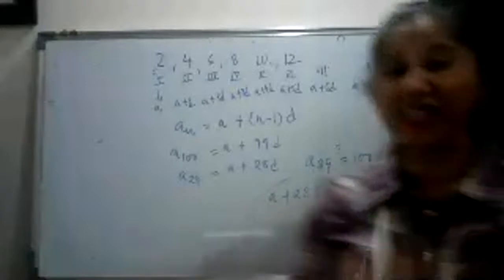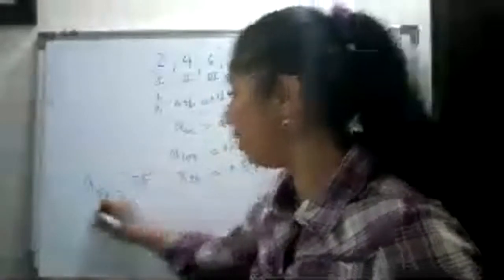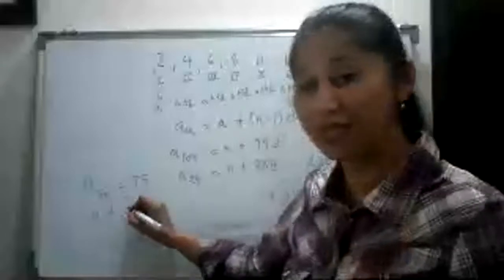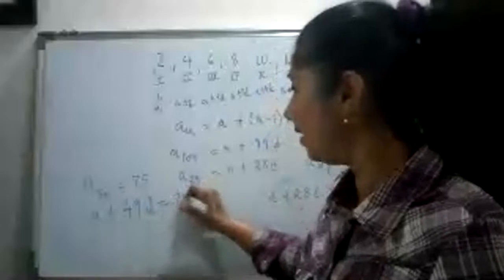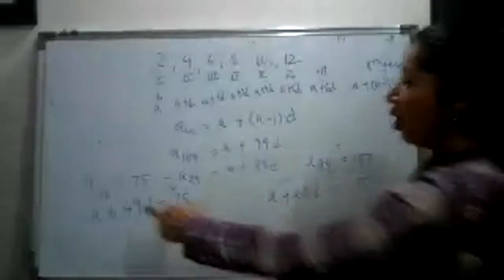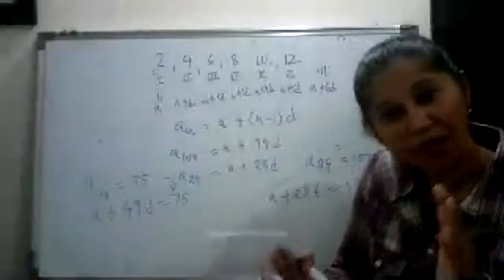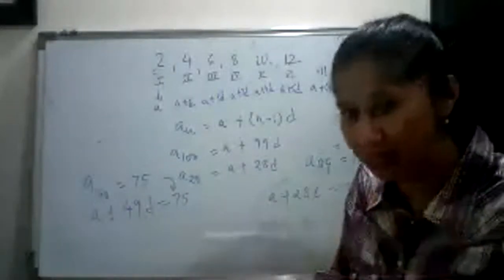If I said 50th term is 75, so a50 is 75, and that means a plus what is it? 49d is equal to 75। बस ये रिलेशन आपके दिमाग में जैसे ही टर्म कहती हूँ तो आपको a और d में भी ये आना चाहिए। I hope this is clear to you. So this is the basic of this concept.